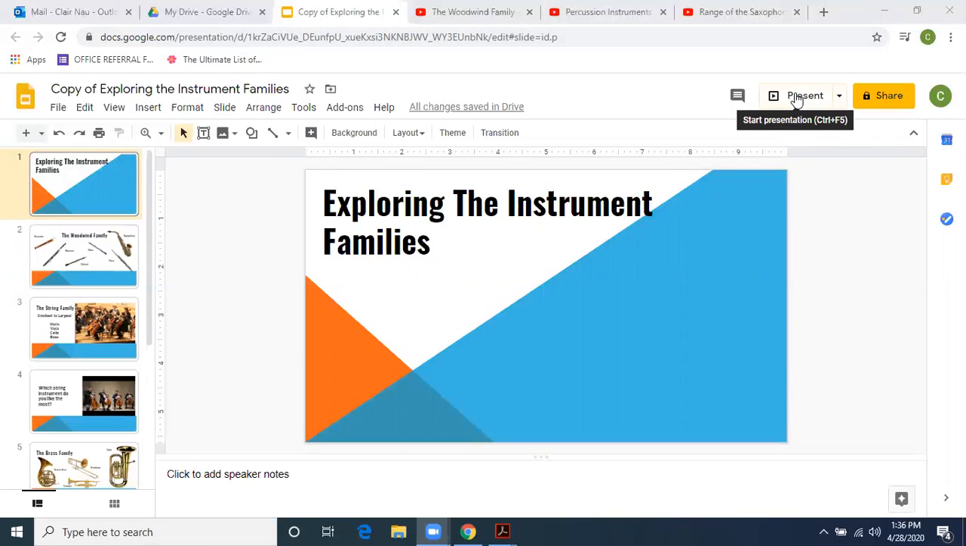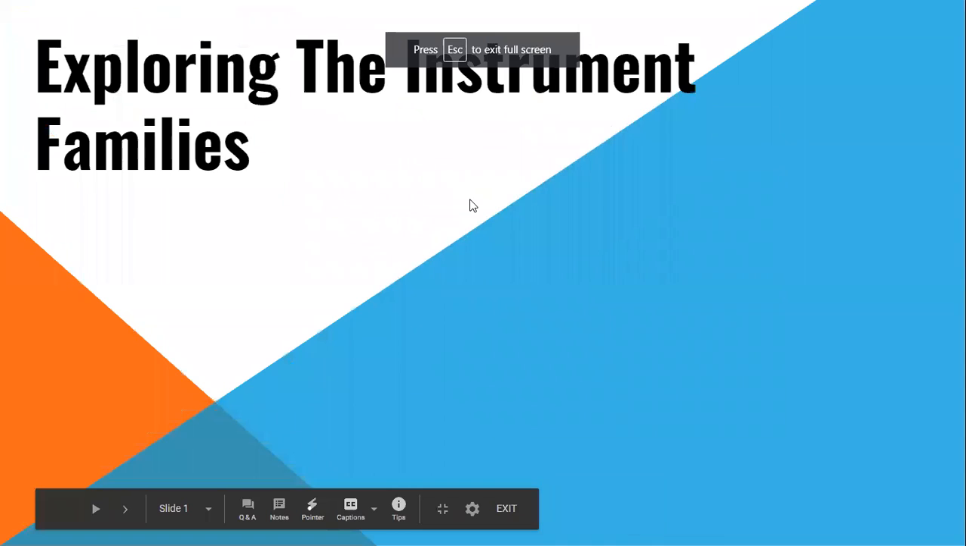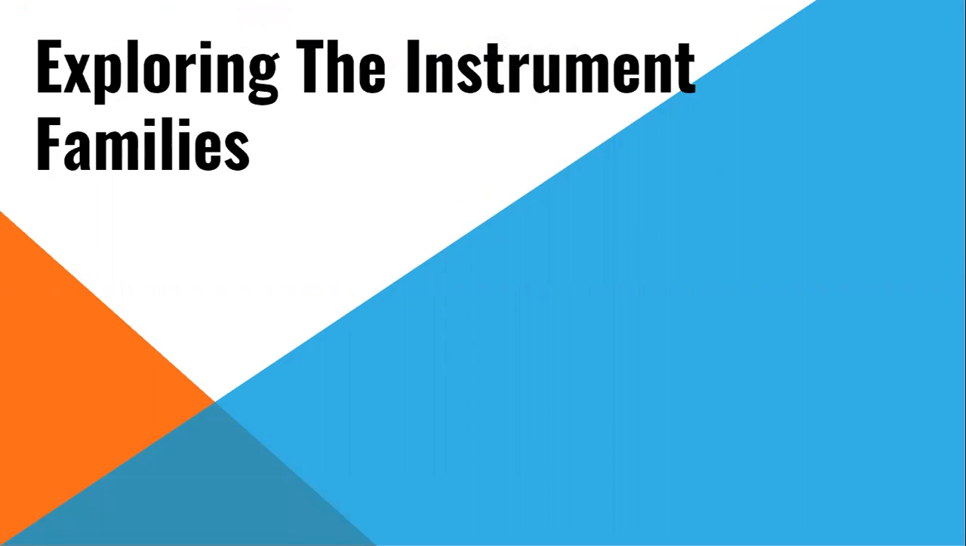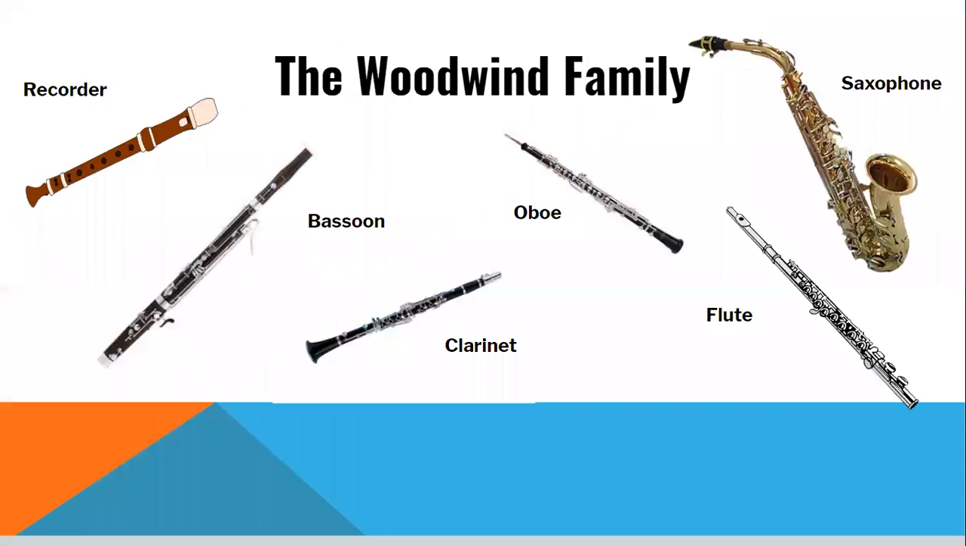So I have some resources to share. Hopefully they will all cooperate with me. So here we go. So we have the instrument families. There are 4 families of instruments. We have the strings family, the woodwinds family, the brass family, and the percussion family.